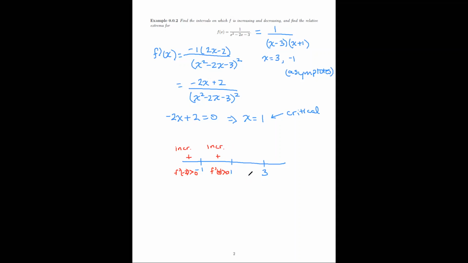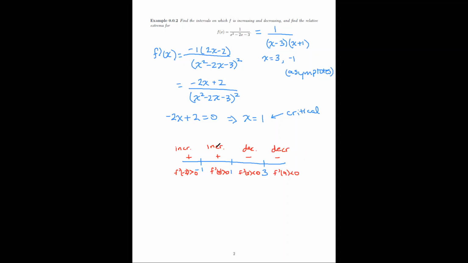All right, now let's plug in a point in between 1 and 3, let's say 2. If we plug in 2, we've got minus 2 times 2 is minus 4, plus 2 is minus 2. Again, that's not actually the derivative, but all we care about is the sign. That's going to be negative. So that's decreasing. And we have one more interval, so let's plug in something, let's say 4. Again, this is going to be negative, and our function is decreasing.